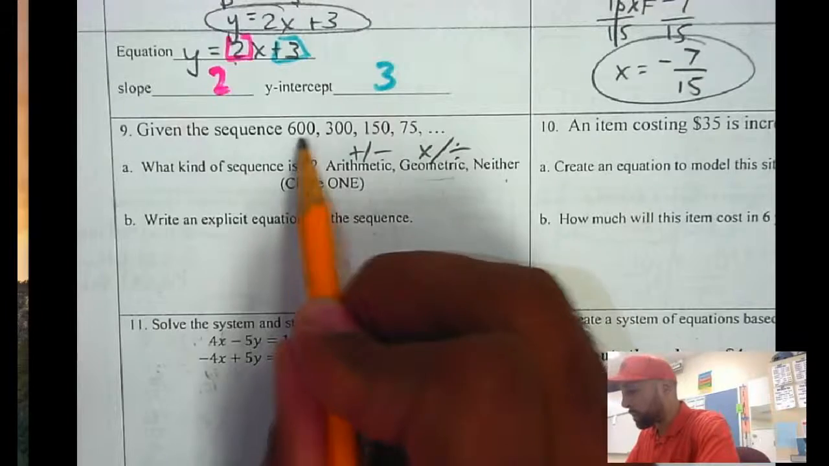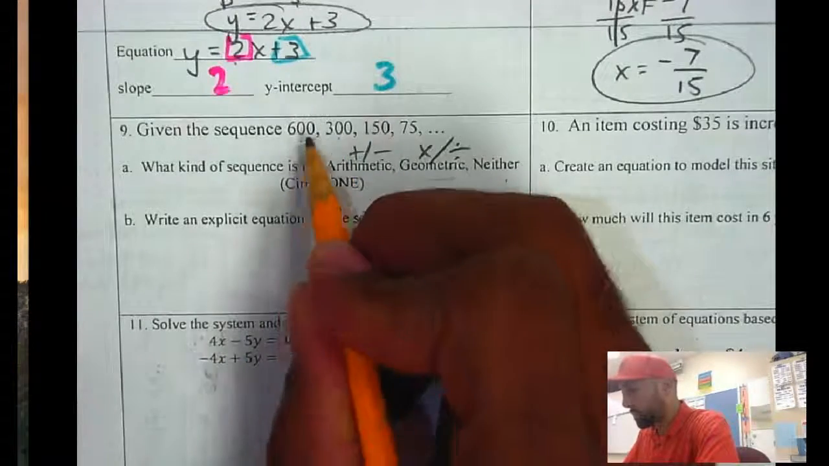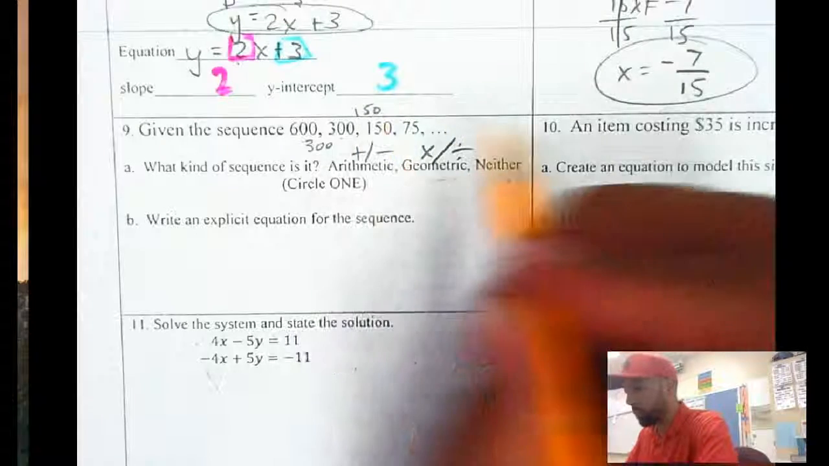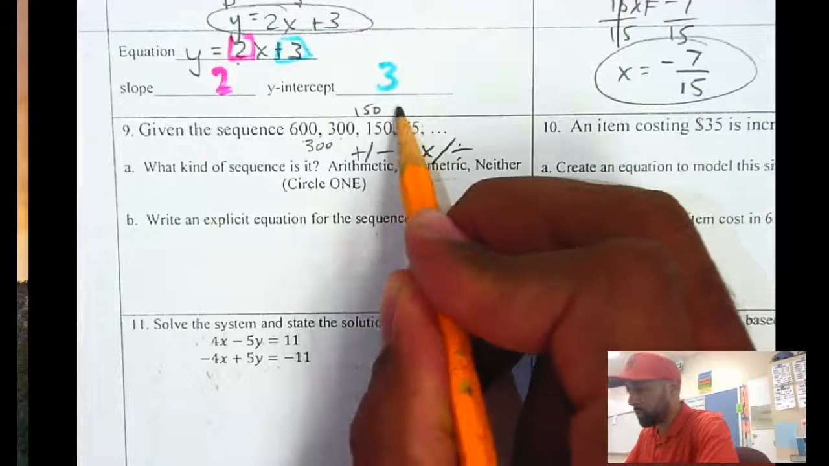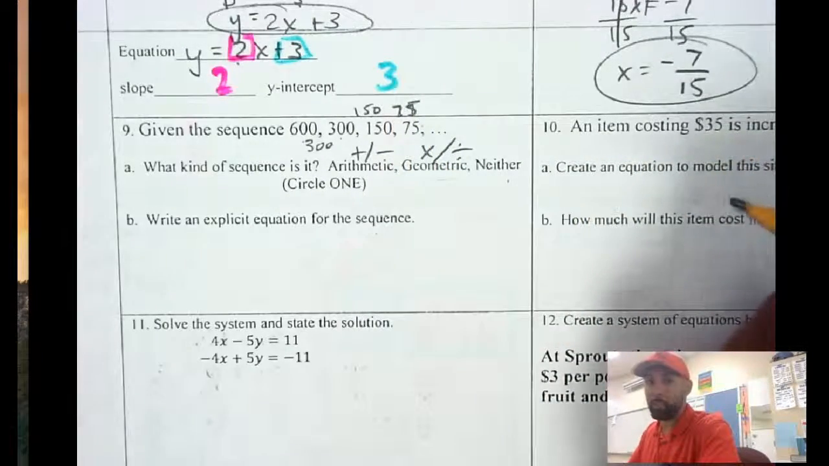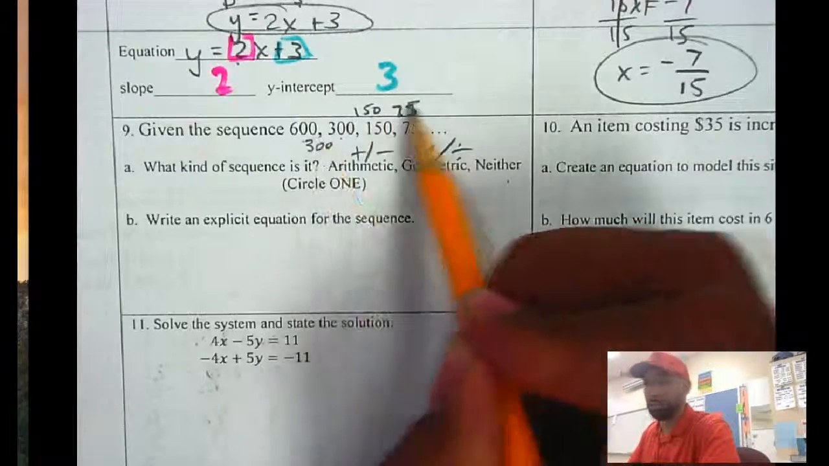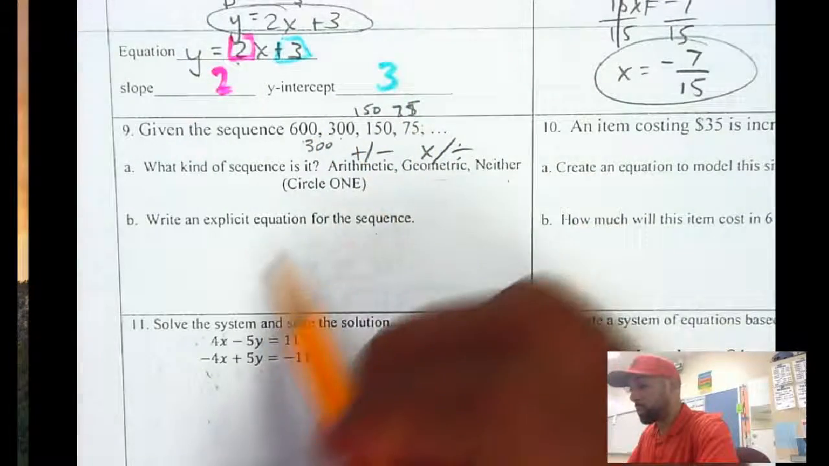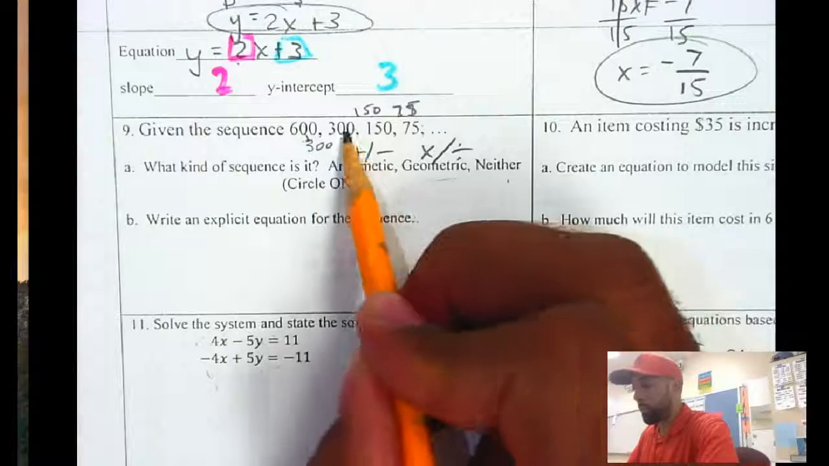Well, I notice from here to here, the difference is 300. Then from here to here, the difference is 150, and then from here to here, the difference is 75. So it's going down, but it's not subtracting, because it would have to be subtracting the same number. Okay, so what you could do is you could take this number and divide it by the next one.